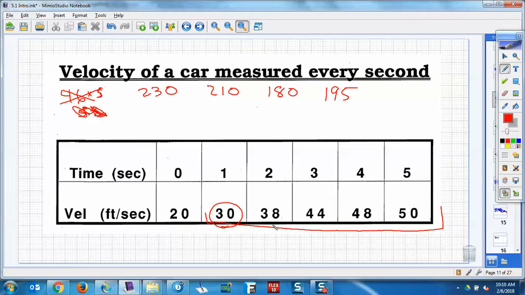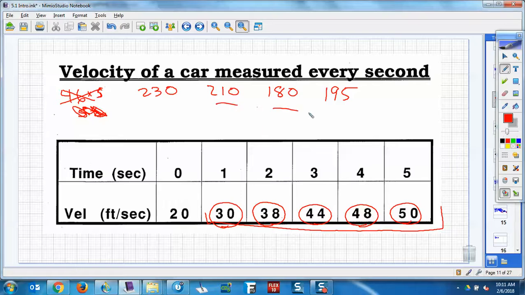And then it was going 38 the whole next second, 44 the whole next second, 48 the whole next second, and 50 the whole last second. And that would add up to 210, which would be a little bit like what the guys were saying here. But I think with 230, you're almost using one too many seconds in there, possibly, right? Okay? So I see 210. What about 180?